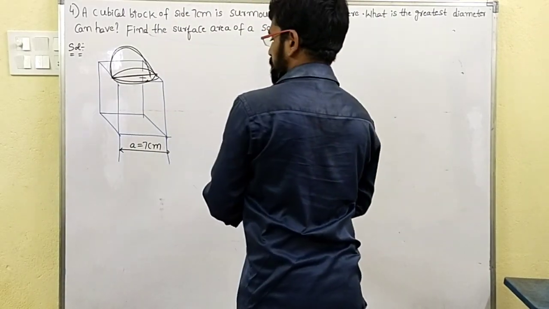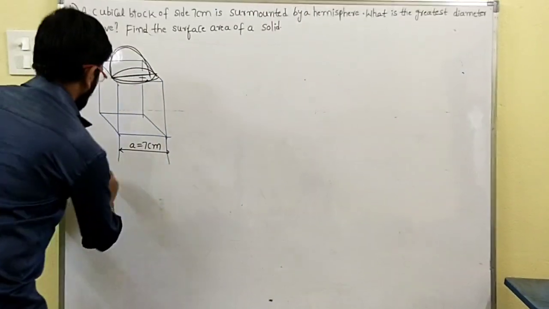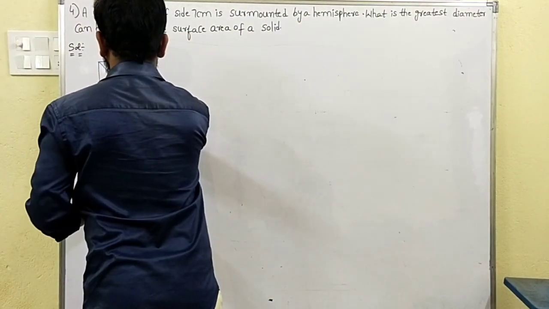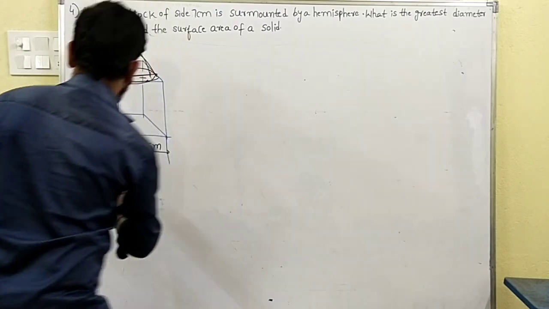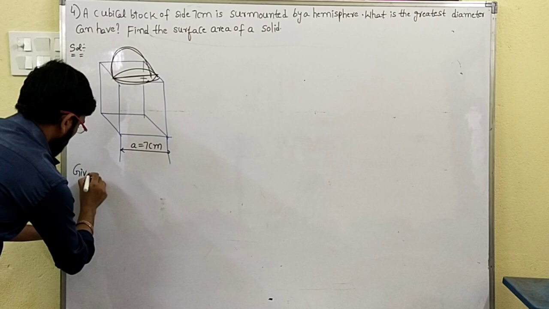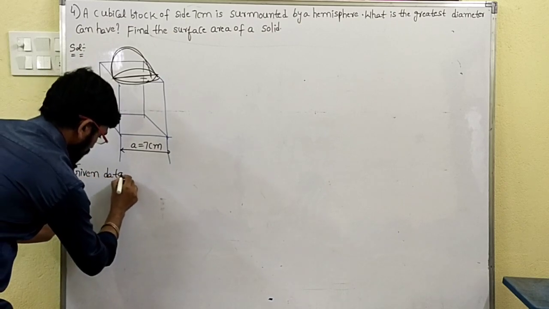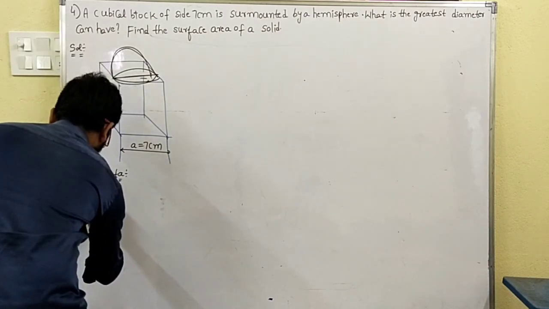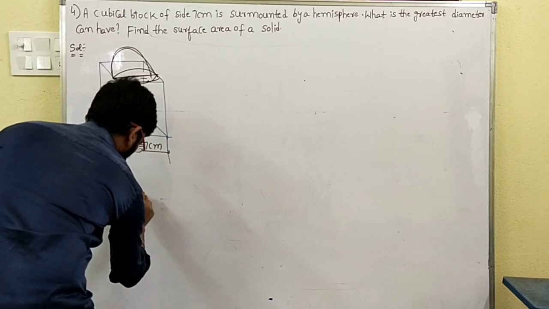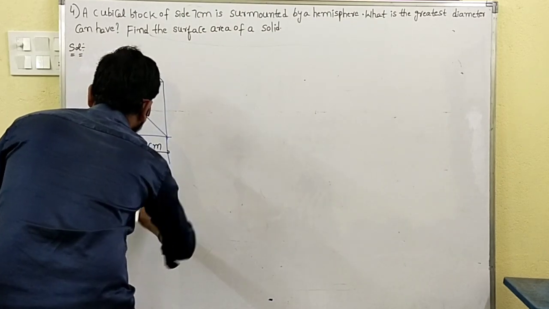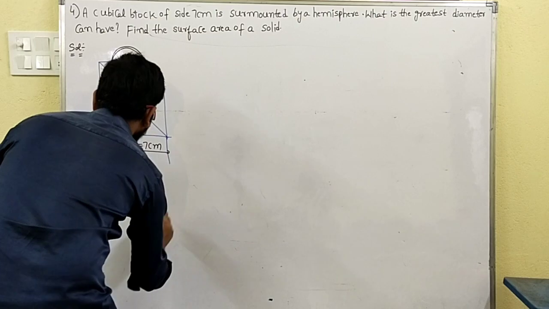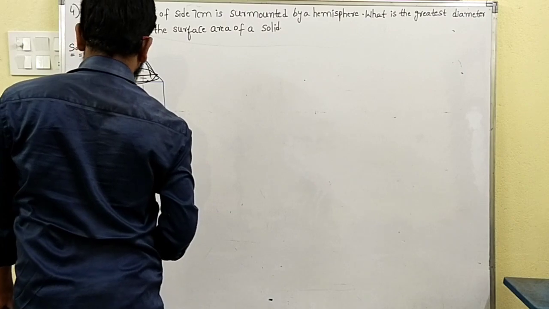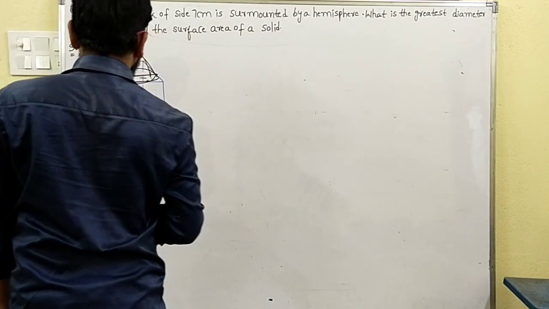So the side is 7 centimeters. This will coincide with the diameter. Then write here the given data. The given data is: side of a cube, a, equals 7 centimeters.